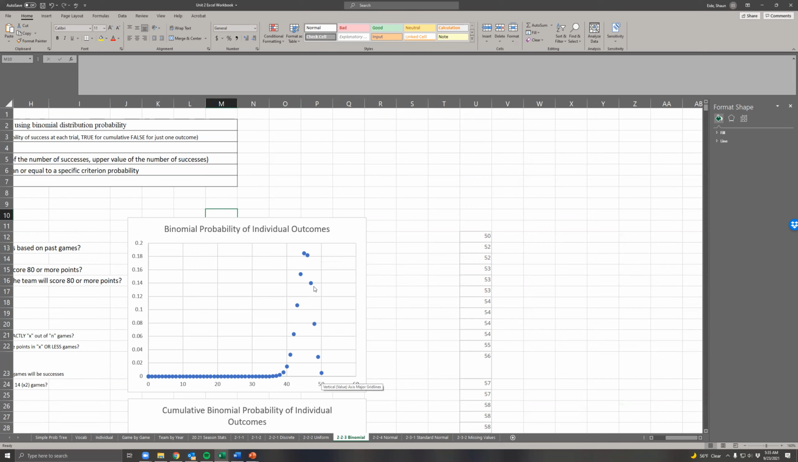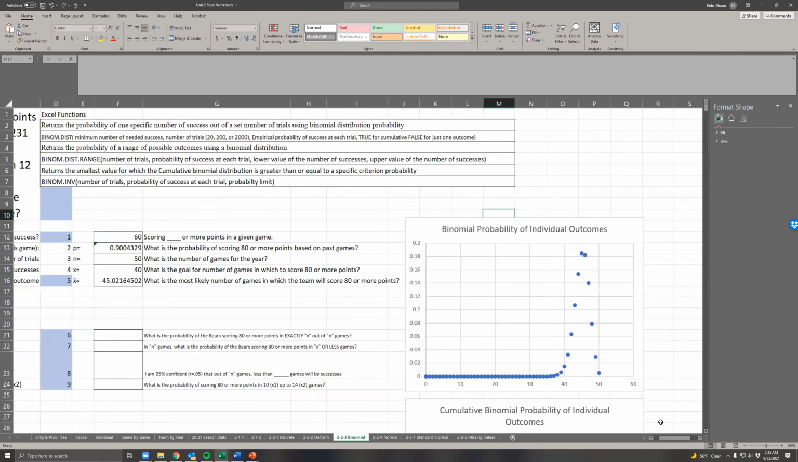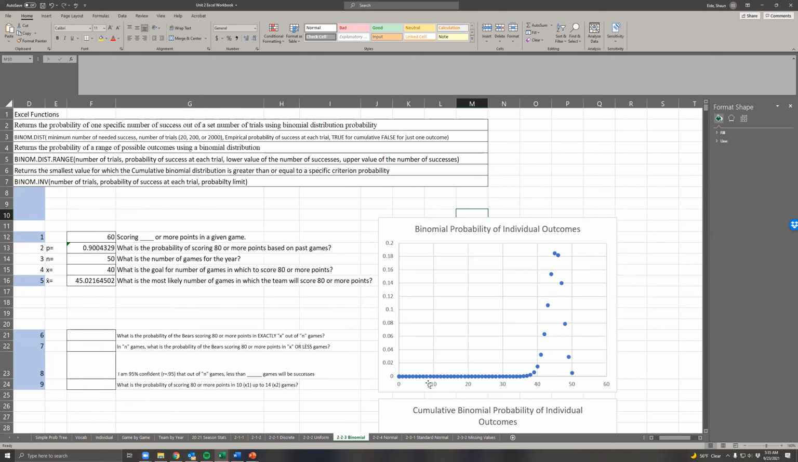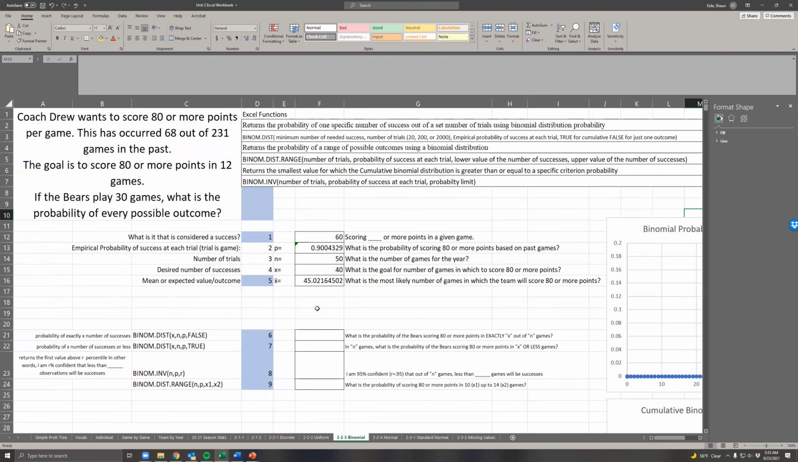So all of these are each individual trials, and the probability of success at each number of trials is listed there as well. So right here, if we want to start trying to determine the probability of success at each individual trial using Excel, we can use the formula binomial.dist or binom.dist, and then we put this information right here.